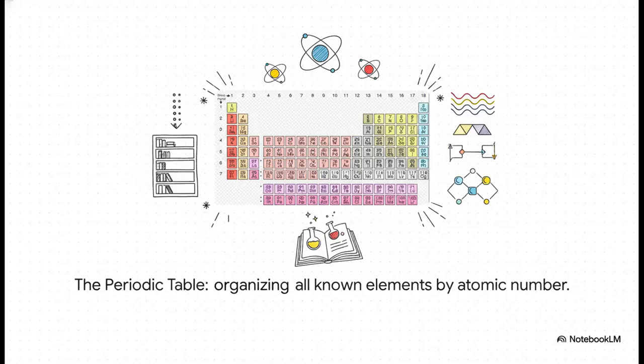And this beautiful chart right here is the master catalog of every type of atom we know of, the periodic table. Seriously, this is the chemist's ultimate cheat sheet. Every single element is on here, and it's not just a random list. It's organized in this genius way that shows you all sorts of patterns in how they behave.